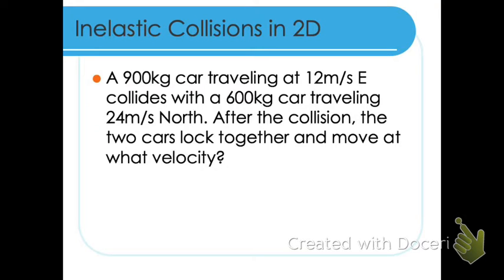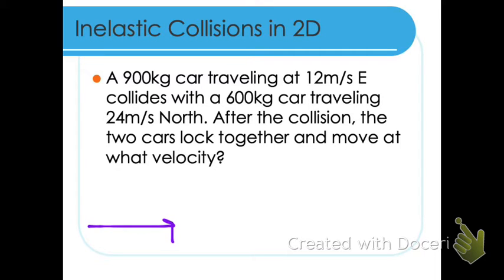Right, so if we're dealing with inelastic collisions, what does that mean we're going to be looking for at the end of our motion? What's going to happen to our objects at the end of our motion? They're going to combine, right, into now one object. So this says a 900 kilogram car traveling 12 meters per second east collides with another vehicle moving north.